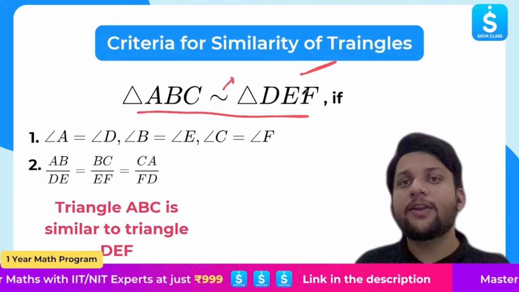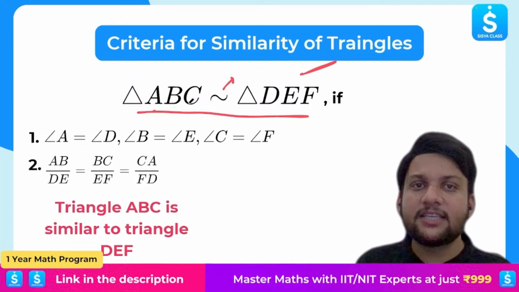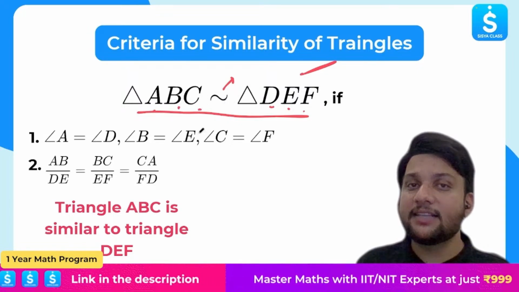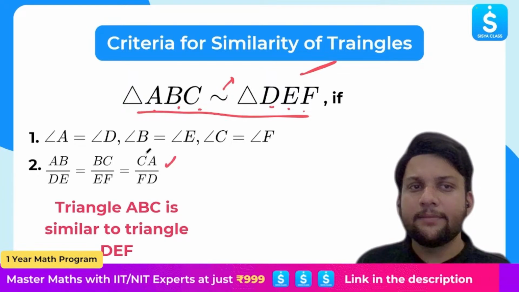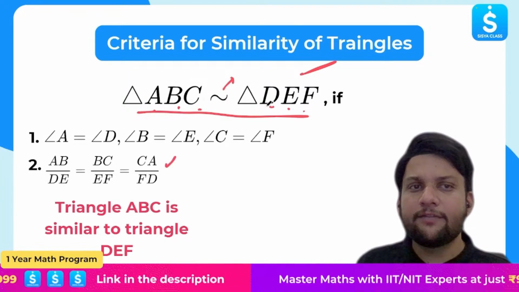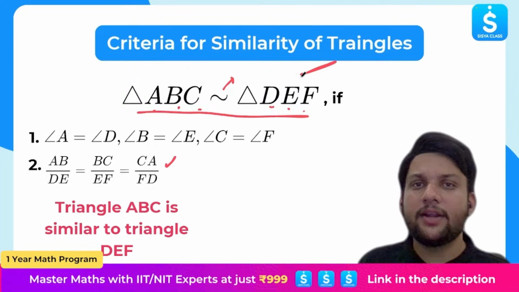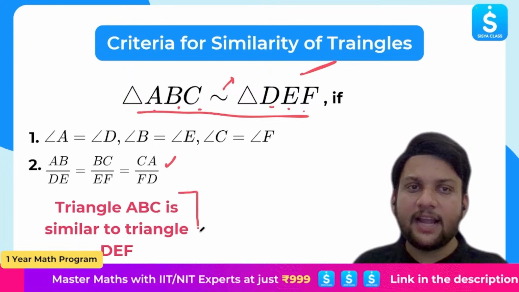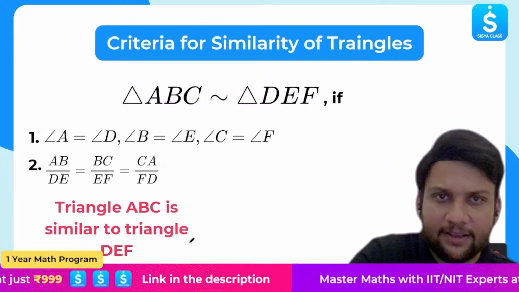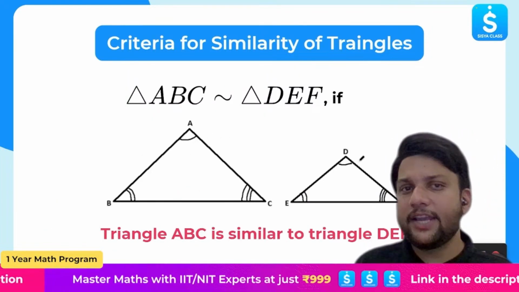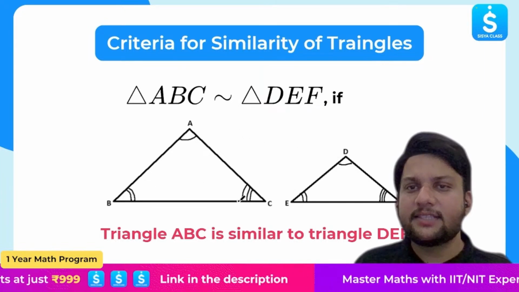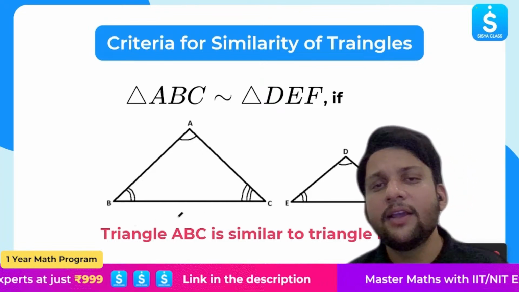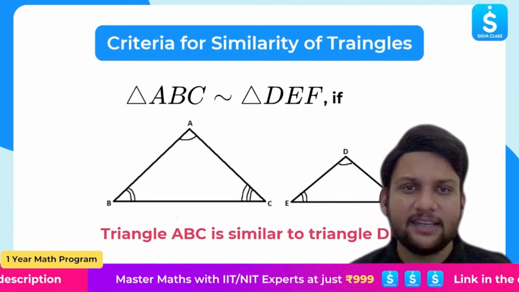Triangle ABC is similar to triangle DEF if and only if angle A is equal to angle D, angle B equals angle E, angle C equals angle F, and the second condition is AB over DE, BC over EF, and AC over DF. In that case, we can say triangle ABC is similar to triangle DEF. What I'm saying: angle A equals angle D, angle B equals angle E, angle C equals angle F, and AB over DE equals AC over DF equals BC over EF. I think it is clear.